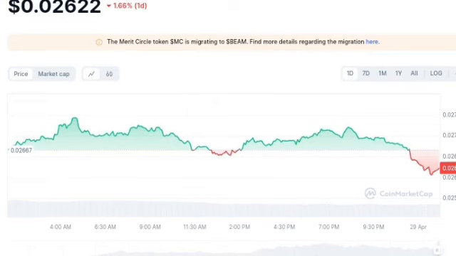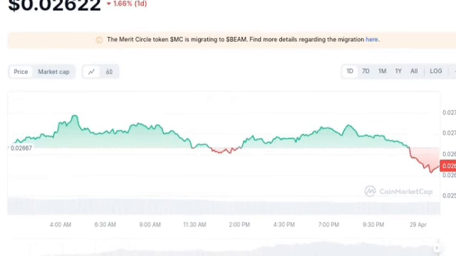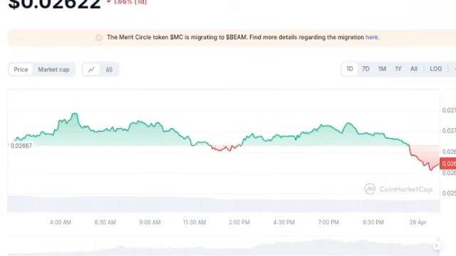Now let's talk about active addresses. These are the number of unique from or to addresses used per day.